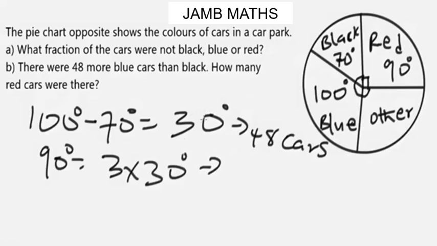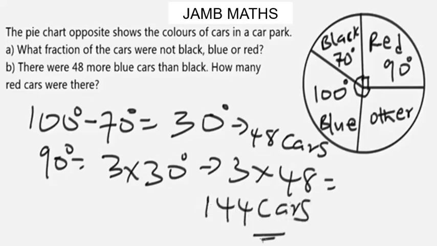Now, this shows us that the number of red cars that were there, when there were 48 more blue cars than black cars, will be 3 times 48 cars. When you punch it on the calculator, you are going to have 144 cars. So this will be the answer to this question. It is as easy as that. So guys, this basically deals with problems involving pie charts in statistics. Hope you learned something interesting from this video.